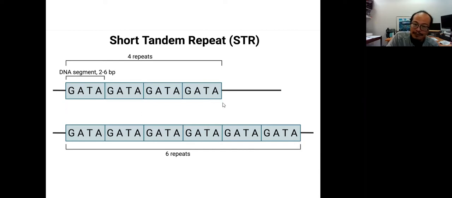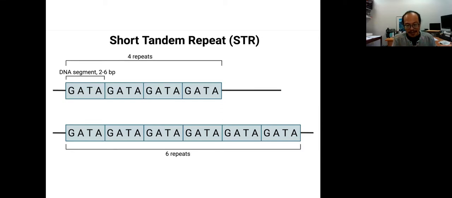Your mom may have 4 repeats. Your dad may have 6 repeats. And then you will get 1 from your mom, 1 from your dad. So your 2 chromosomes in the same location may have 4 repeats here and 5 or 6 repeats there. So each individual will have its own codes based on the number of repeats.